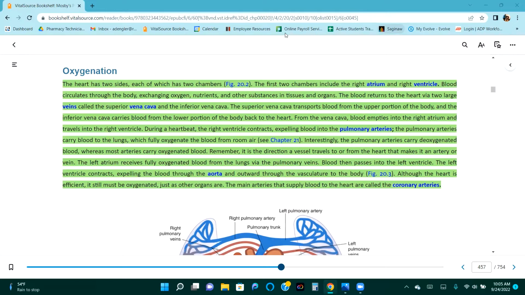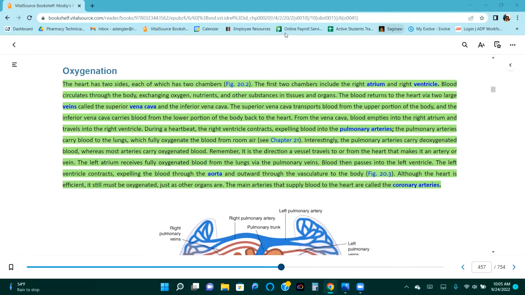During a heartbeat, the right ventricle contracts, expelling blood into the pulmonary arteries. The pulmonary arteries carry blood to the lungs, which fully oxygenate the blood from room air. Interestingly, the pulmonary arteries carry deoxygenated blood, whereas most arteries carry oxygenated blood. Remember, it is the direction a vessel travels to or from the heart that makes it an artery or a vein. The left atrium receives fully oxygenated blood from the lungs via the pulmonary veins.